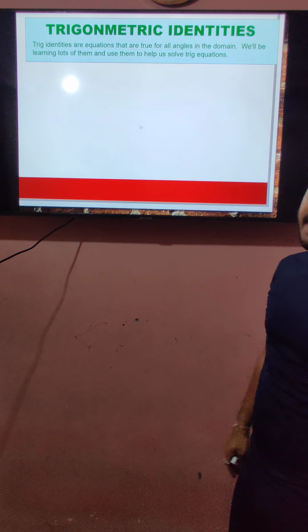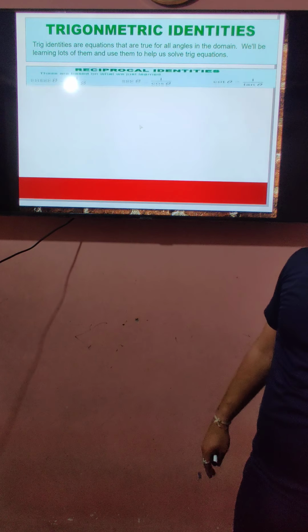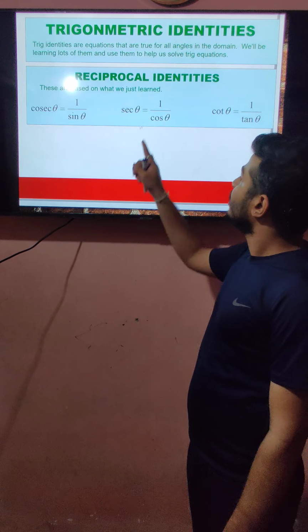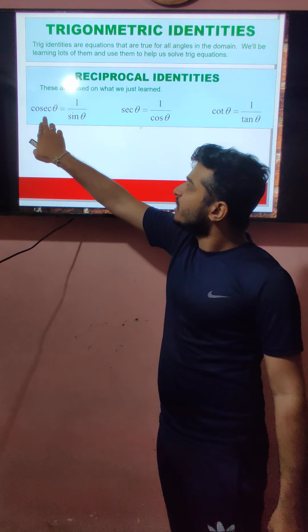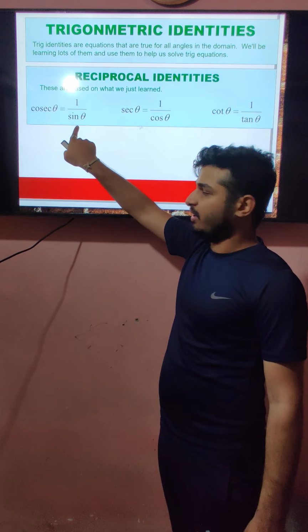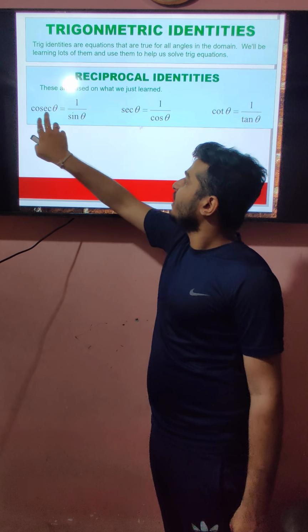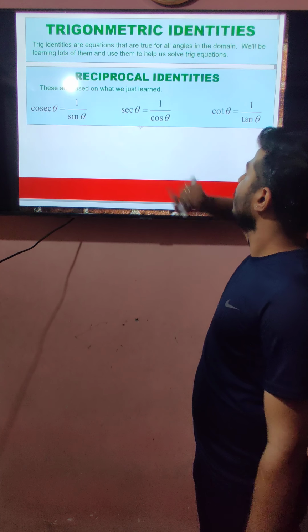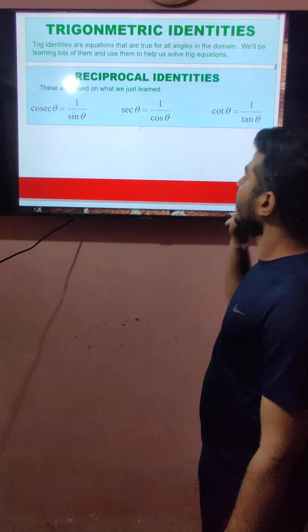So trigonometric identities. These are very important as well. First, reciprocal identities. Cosecant theta is equal to 1 by sine. Secant theta is equal to 1 by cos. Cot theta is equal to 1 by tan.